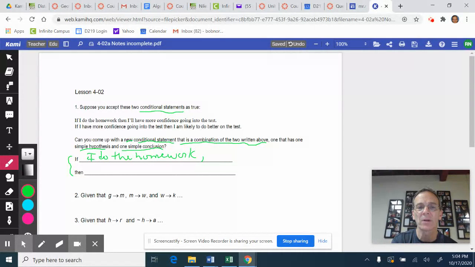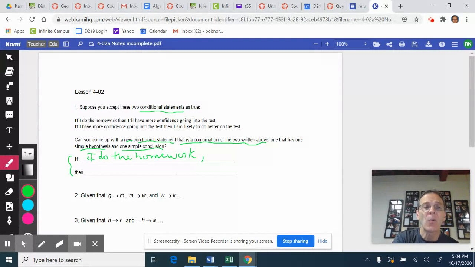If I do the homework, then, now how are we going to finish this? I mean, we already have a conditional statement that says, if I do the homework, then I'll have more confidence going into the test. So if I just write, then I'll have more confidence going into the test, I haven't written anything that's not already there. I want something new. So what am I going to finish this with?